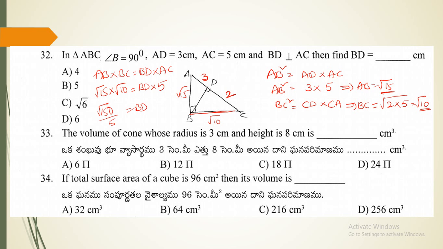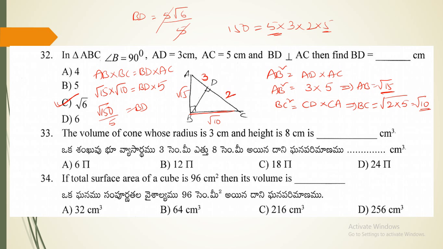So from this, what am I going to get? Root 150 means, 5 3s are 15, so 150 can be written as 5 3s are 15, into 2 into 5. So I can write it as 5 into root 6. So root 150 I can write as 5 into root 6, so BD is equal to 5 into root 6 by 5. This 5 gets cancelled. Finally the answer is root 6.